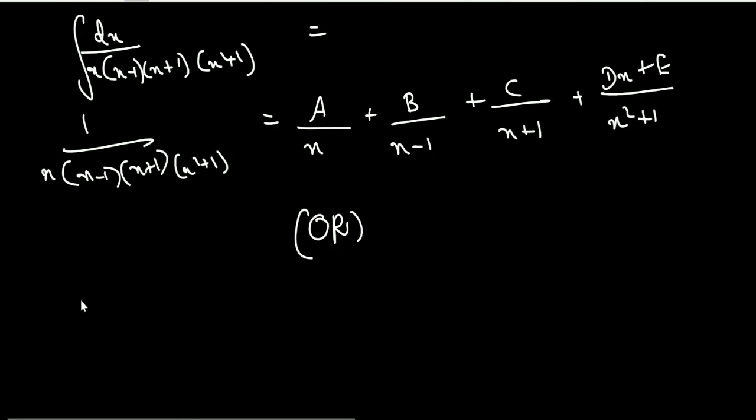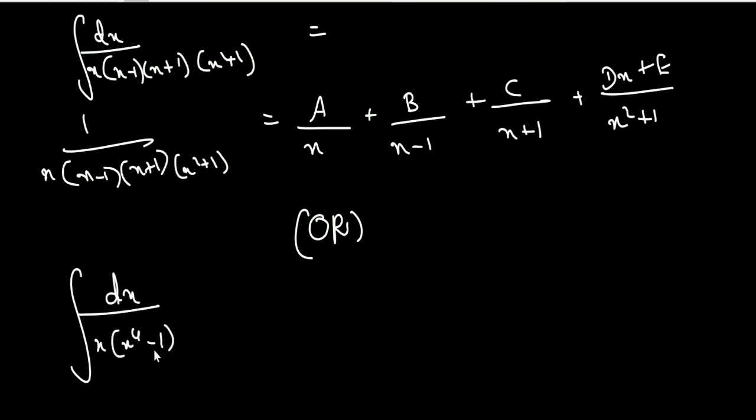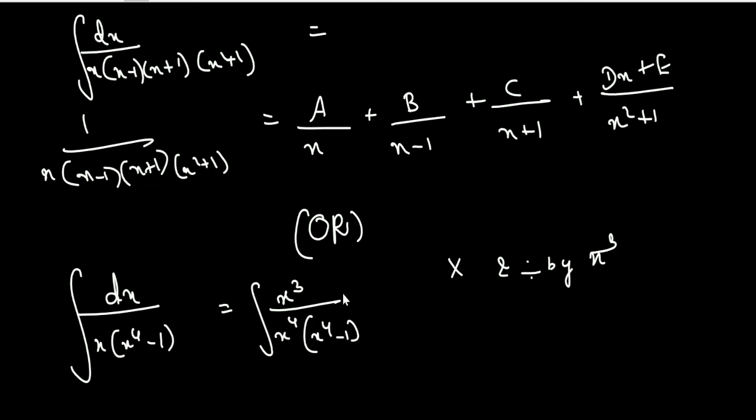It's very simple. So the question is 1 by x into x power 4 minus 1. So now multiply and divide by x cube, because you get the differentiation here. When you multiply, you know x power 4 differentiates to 4x cube. So when you multiply and divide by x cube, this integral will change to x cube by, this will become x power 4 because there's one x here and you're multiplying by x cube. This will become x power 4 into x power 4 minus 1.